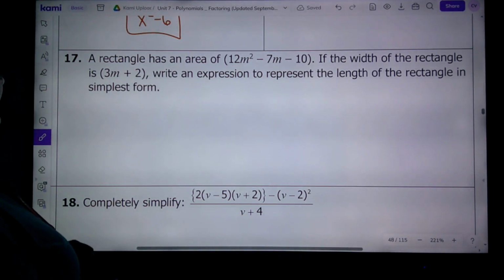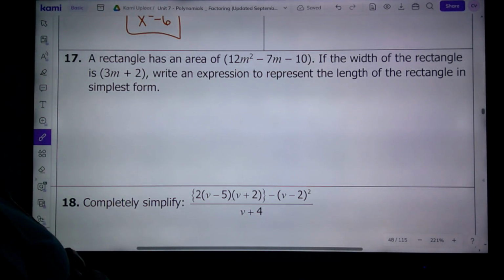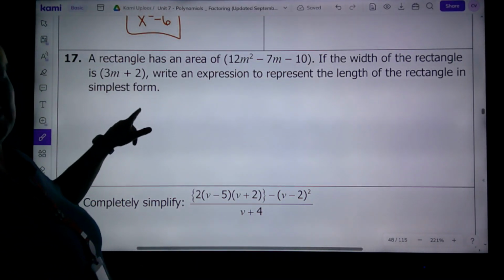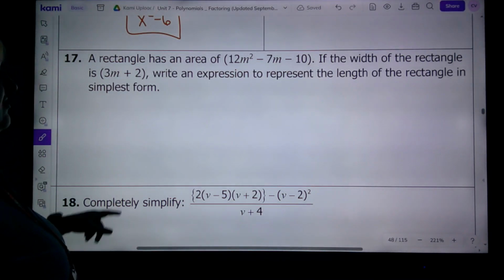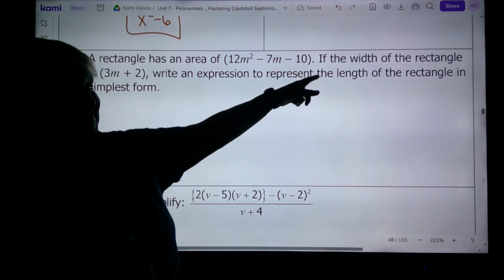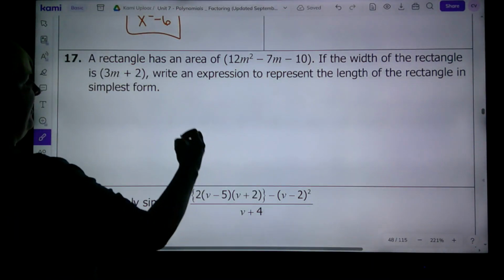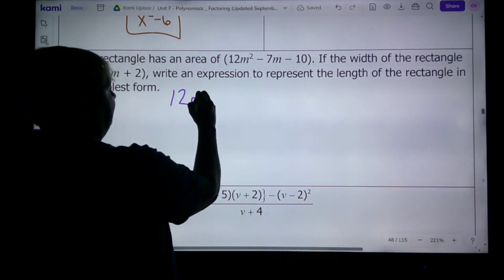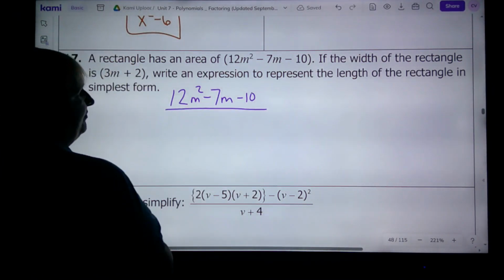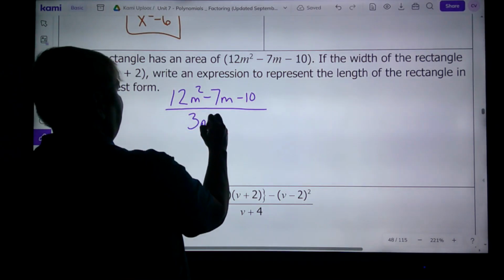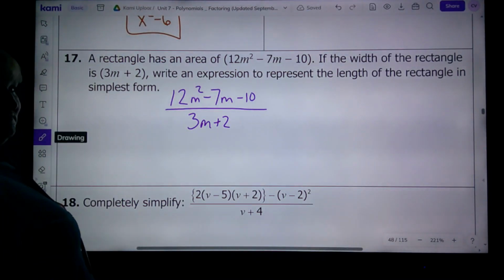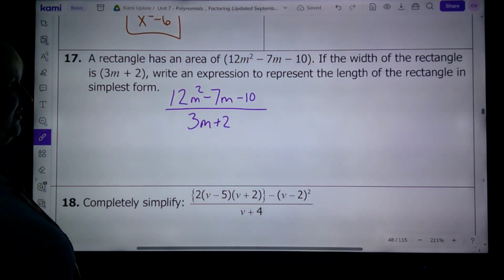So we're talking about area, right? And we know the width, but that means we don't know the length. So we're going to take the area, divide by the width, and that will give us the length. All right, so area divided by width will give us our length. This is not any different from what we were just doing.